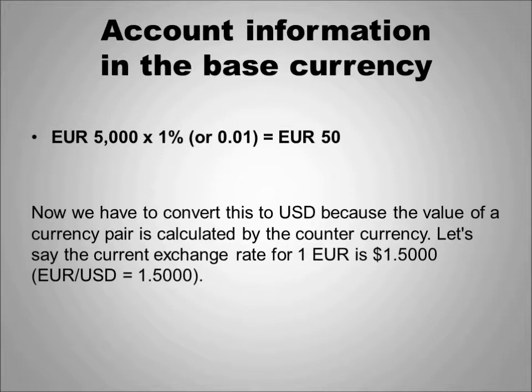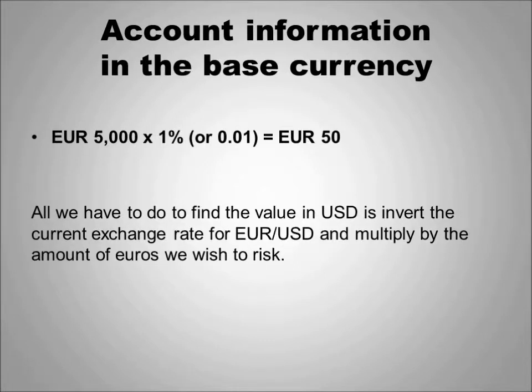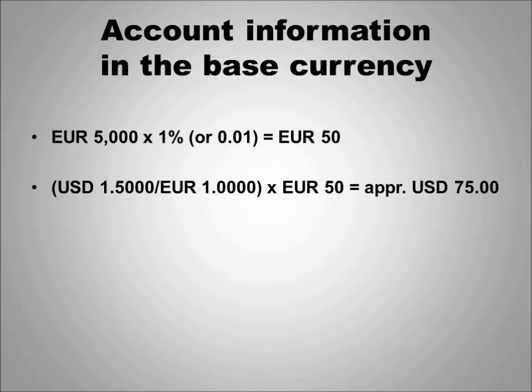Now, note that we have to convert this into US dollars because the value of the currency pair is calculated by the counter currency. So, let's say the current exchange rate for 1 euro is $1.50. Then what we have to do is invert that to get the exchange rate for the euro dollar, and then multiply that by the amount of euros that we're willing to risk.